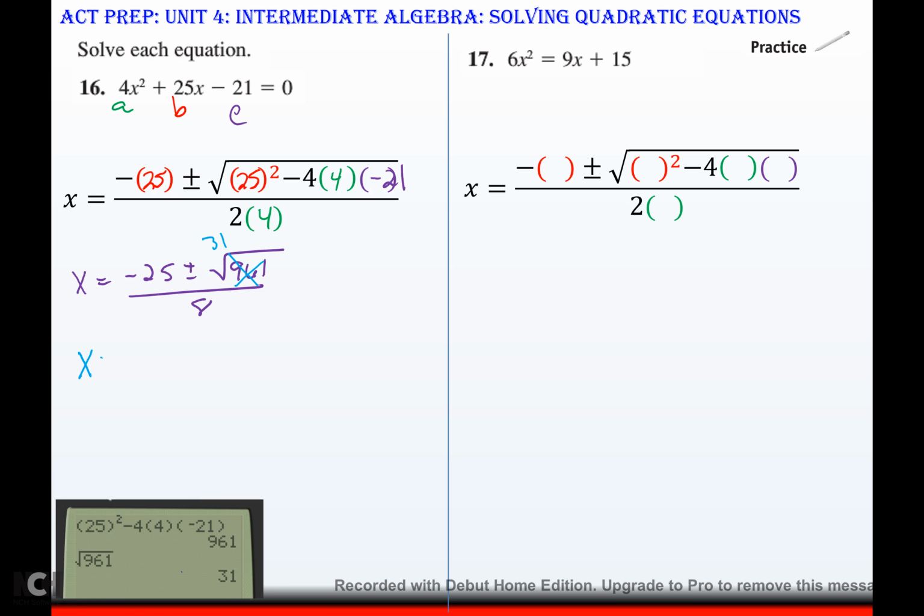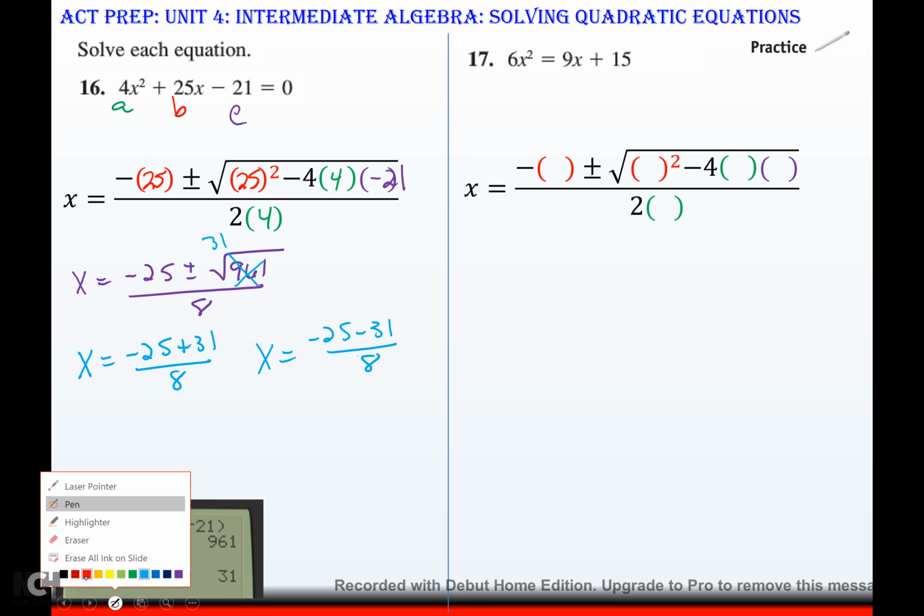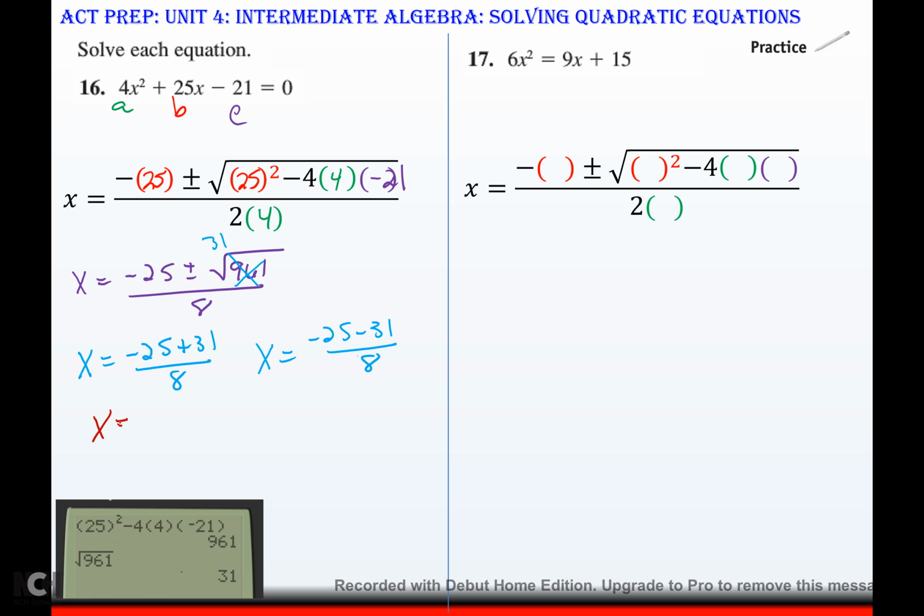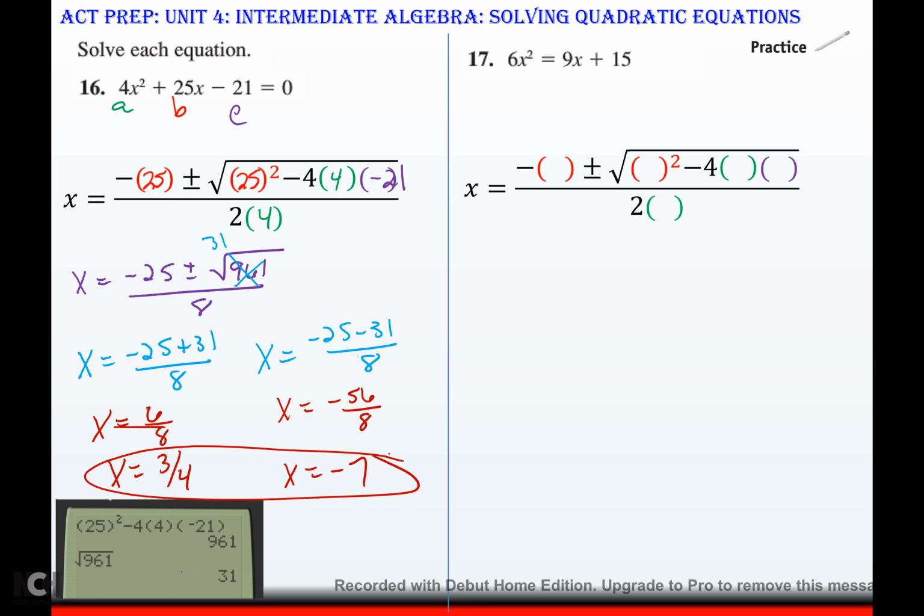So my two solutions, I'm going to have x equals negative 25 plus 31 over 8, and x equals negative 25 minus 31 over 8. Doing the math, negative 25 plus 31 is going to be 6 over 8, which reduces down to 3/4. Negative 25 minus 31 is negative 56 over 8, which gives me negative 7. And those are my two solutions.